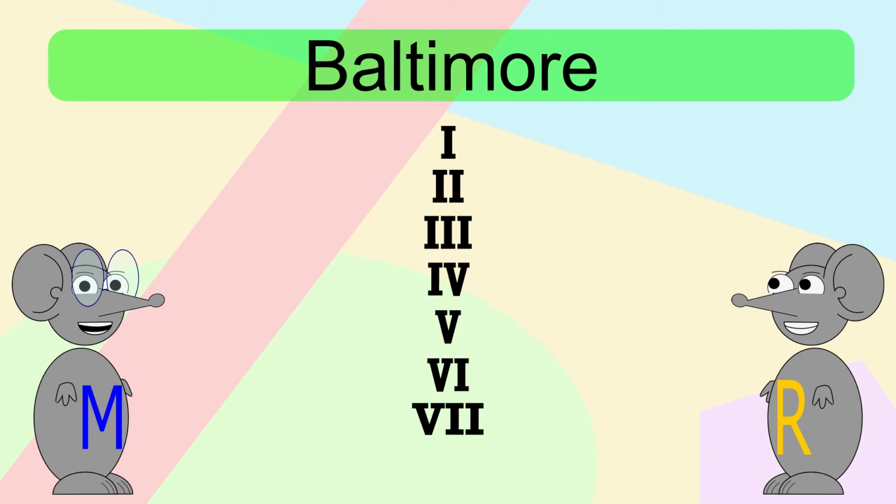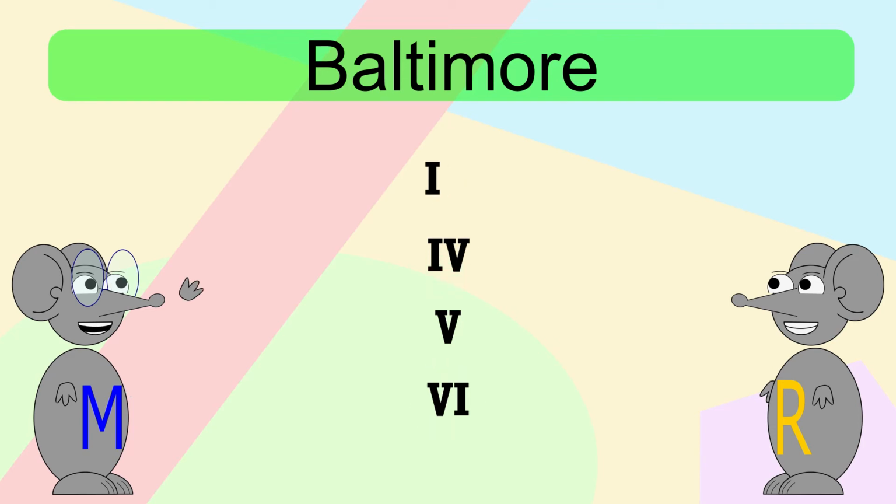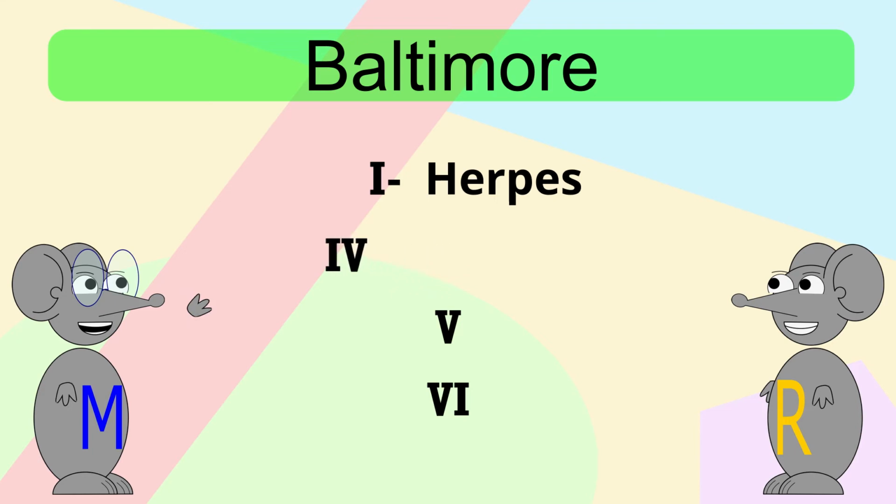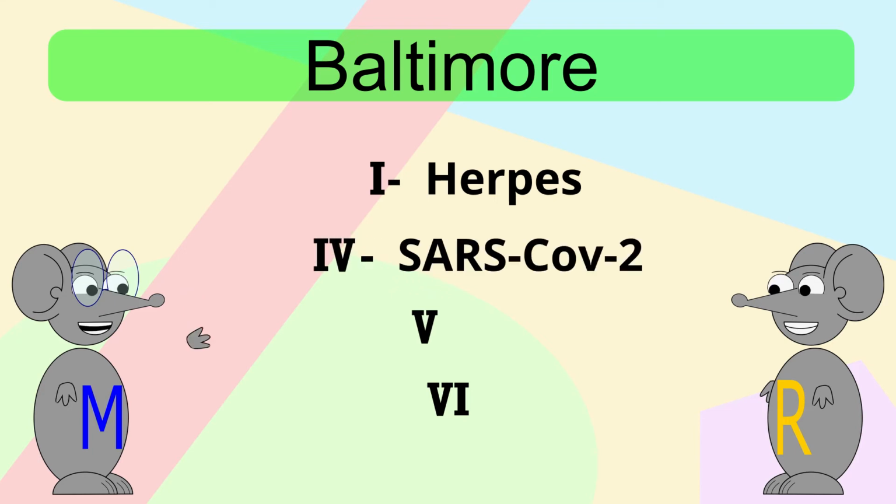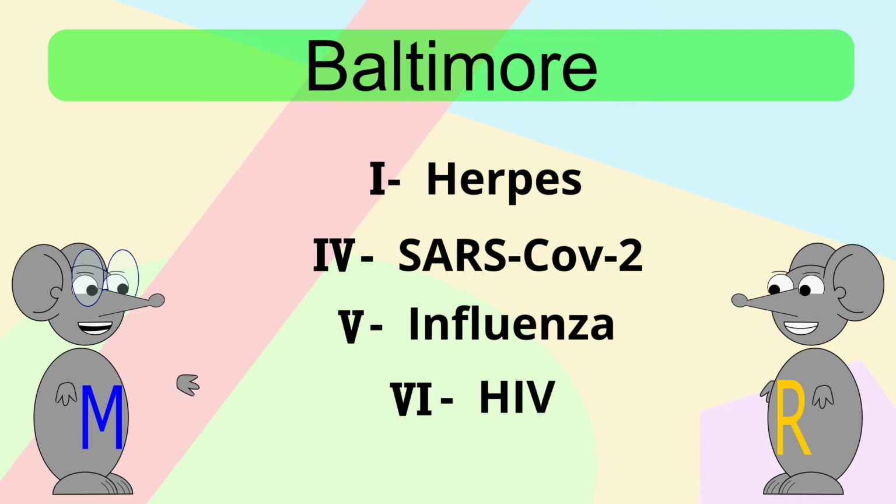We will talk about what is different from group to group in another video, but we will show you some of the groups where some well-known viruses belong. Group 1, herpes. Group 4, SARS-CoV-2. Group 5, influenza virus. Group 6, HIV.